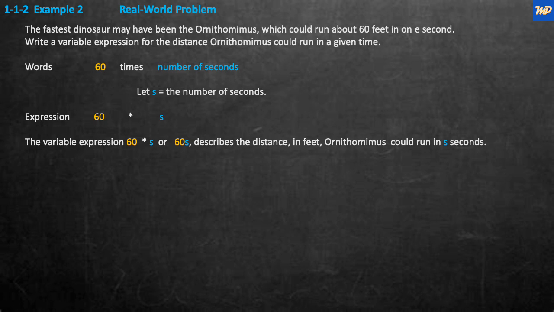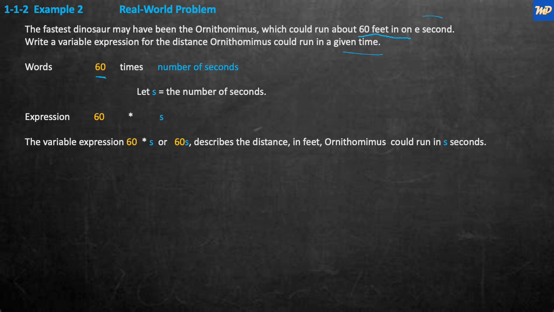Well, so what are the words? In this statement here, there are words that define what they want us to do. So the words are, we have 60 feet per second, 60 feet per second in 1 second. That's this, times the number of seconds. Write a variable expression for the distance it could run in a given time. And since this is in seconds, the given time can be seconds. So 60 times the number of seconds would be 60 something.